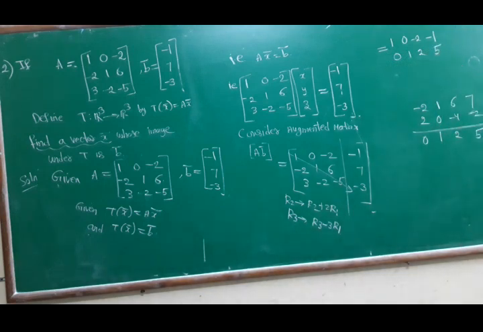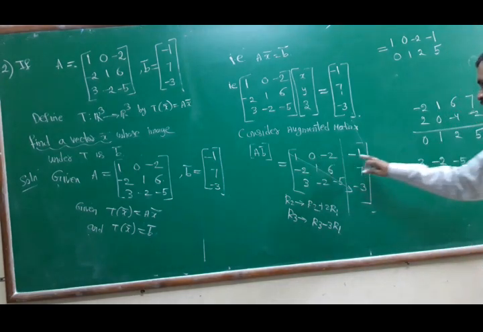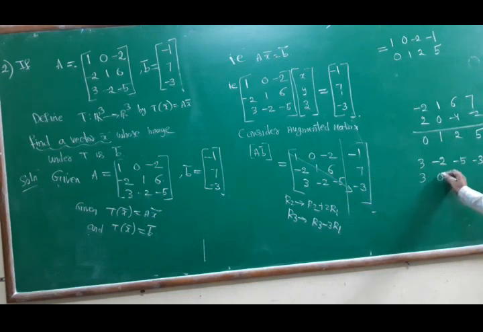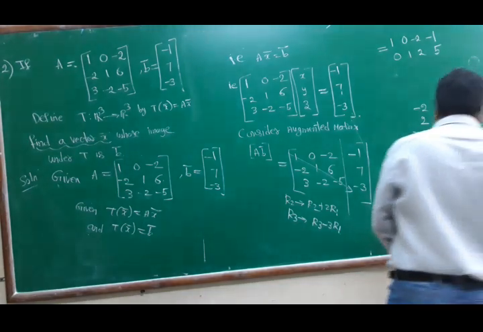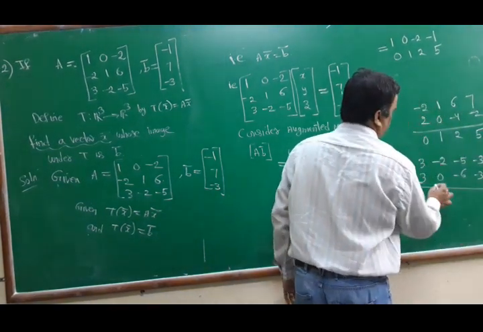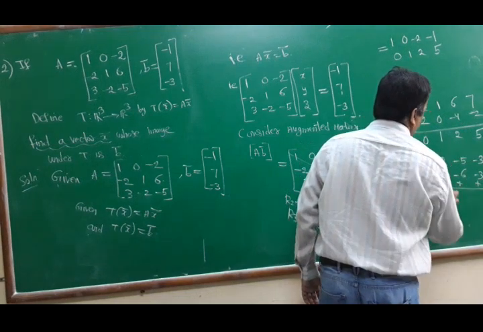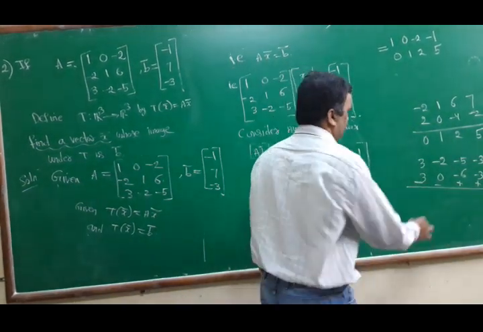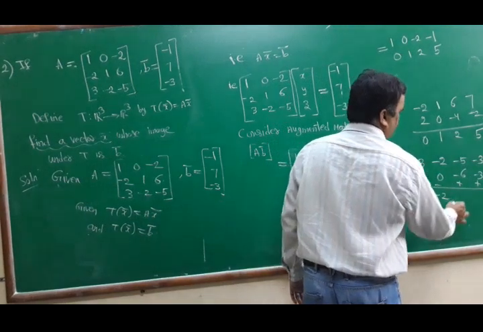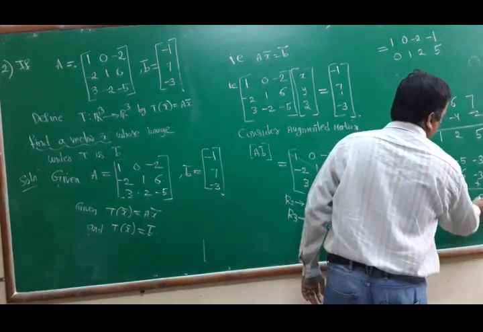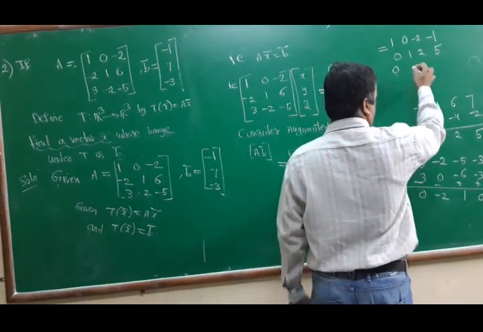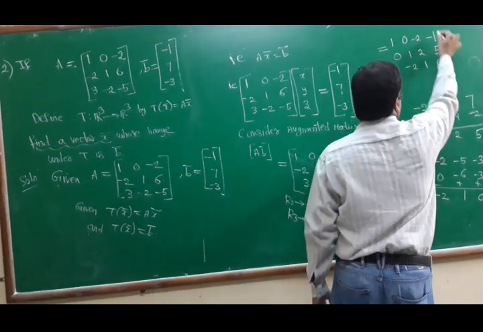Now again the third row operation we have: R3 minus 3R1. Write R3 first: 3, minus 2, minus 5, minus 3. Then 3 times R1: 3 times 1 is 3, 0, minus 6, minus 3. We have to do subtraction for this one. For 0 there is no need. 3 minus 3 is 0, minus 2 minus 0 is minus 2, minus 5 plus 6 is 1, and minus 3 plus 3 is 0. So simply 0, minus 2, 1, 0.